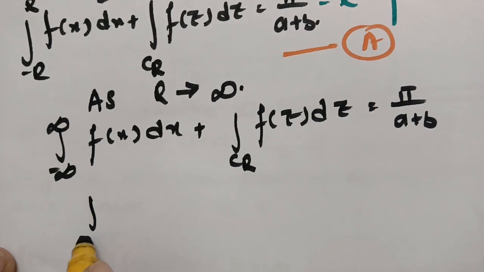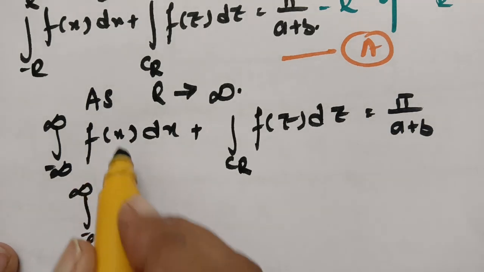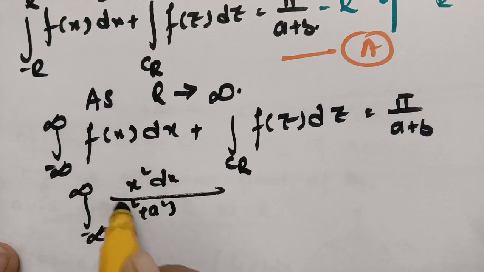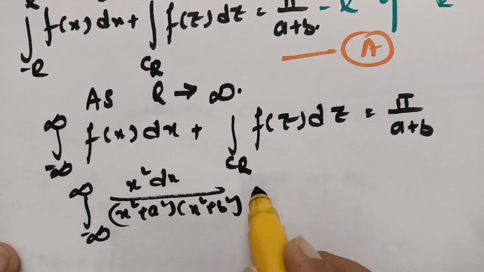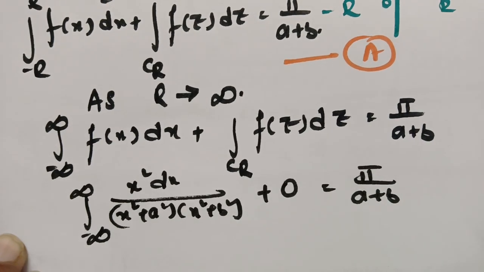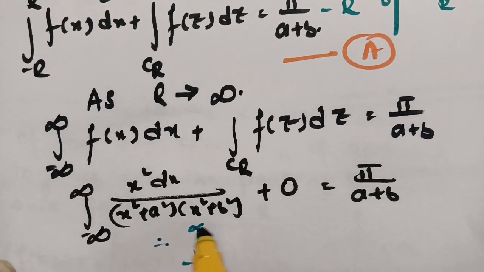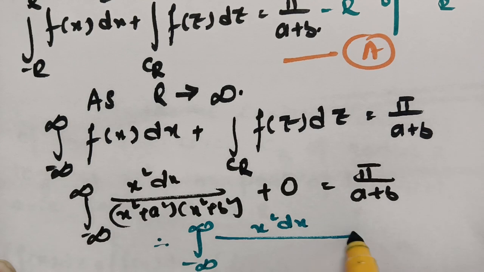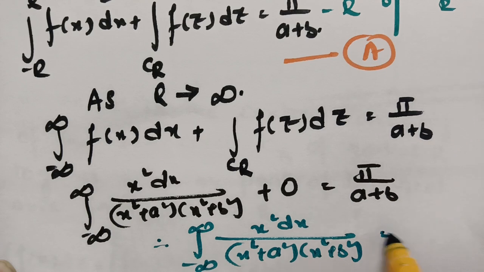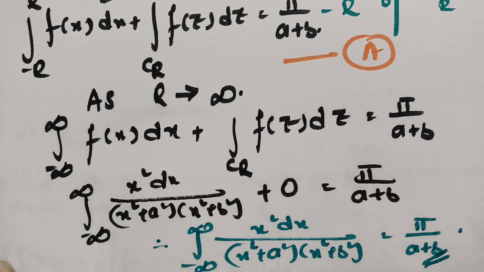After keeping this, it will be minus infinity to plus infinity. What is our f of x? F of x is x square dx by x square plus a square into x square plus b square, plus 0, which is equal to pi by a plus b. Clearly, what is our question? Therefore, it is asked as the integral from minus infinity to plus infinity of x square dx by x square plus a square into x square plus b square, which is nothing but pi by a plus b. So this is how we have to solve. Hope you all understand.